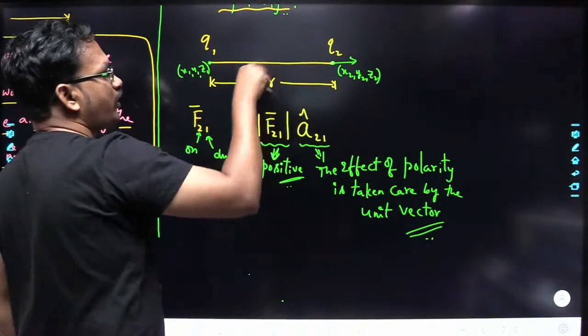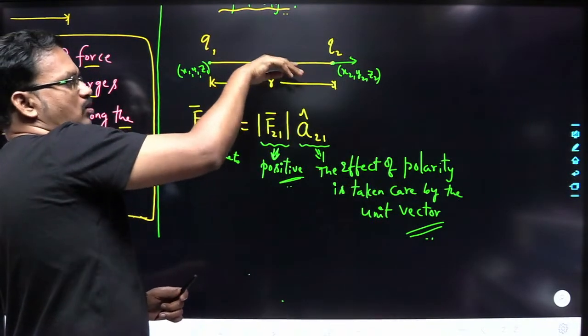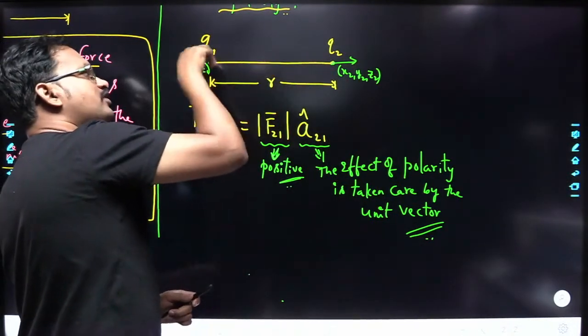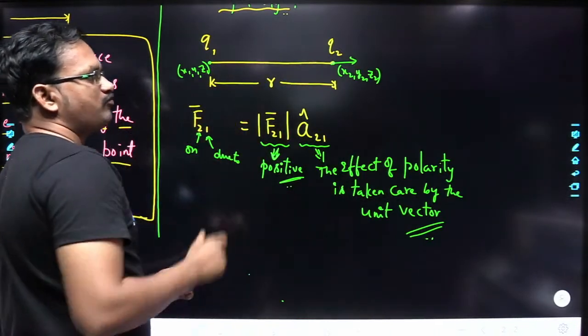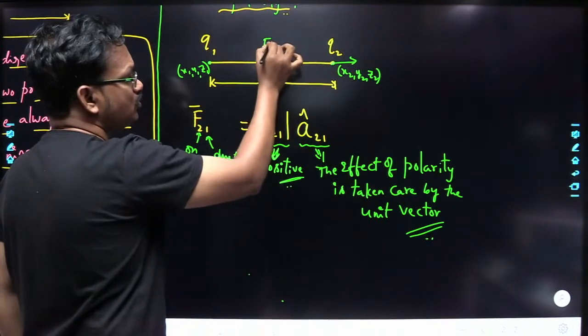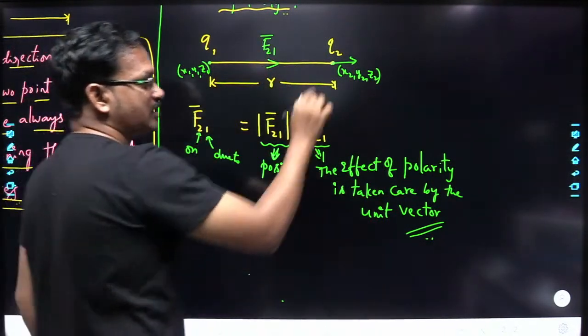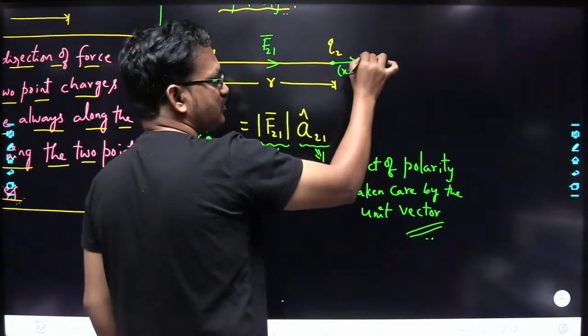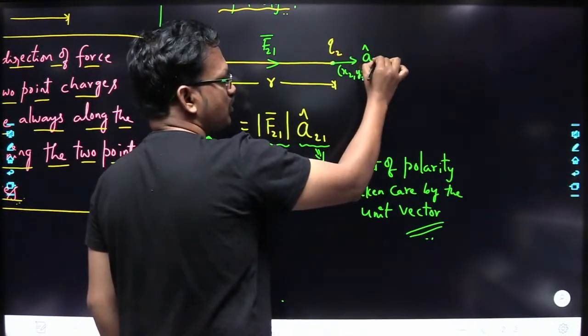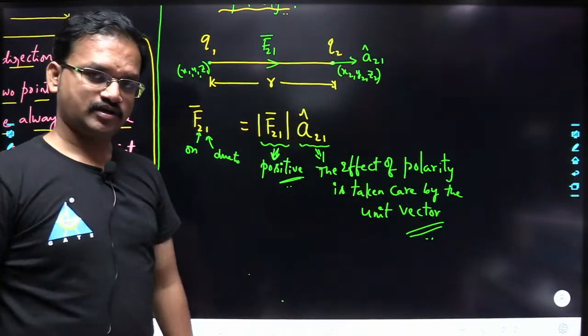So Q2 is going to experience a force in this direction, yes or no? It will try to move away from Q1, because both are of the same polarity. So the force on 2 due to 1 will point in this direction, and this direction is nothing but the unit vector. I can represent this as the unit vector, which points in this direction, yes or no?